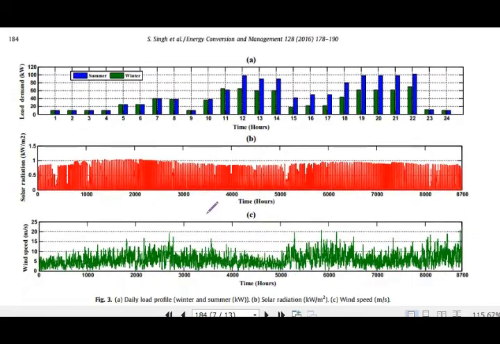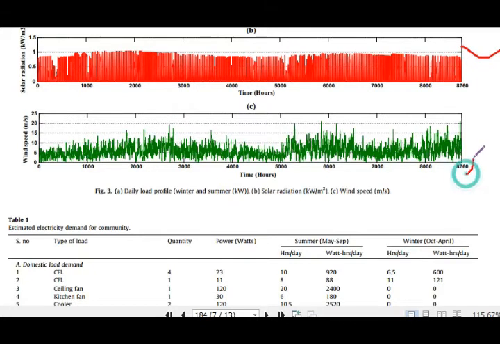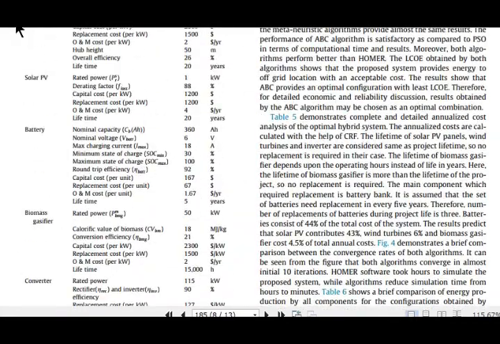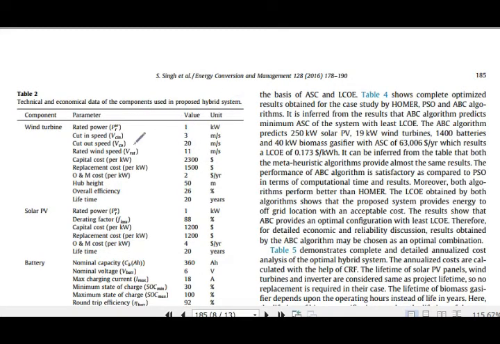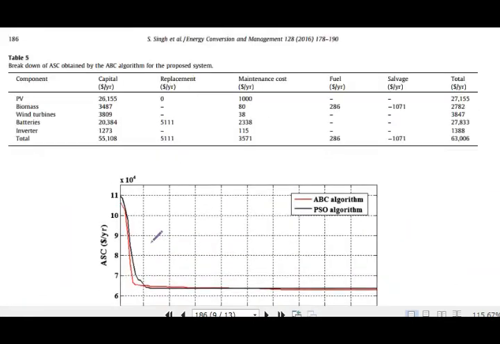The results show the load that is served. Sorry, this is the annual plot. This one is the daily load profile, and this is the wind profile over a year. 8760 is the number of hours in a year. This is the load data, and these are the cost factors and the economic and technical data of the components used in our hybrid system. And these are the iterations and size for the PSO and ABC comparison.